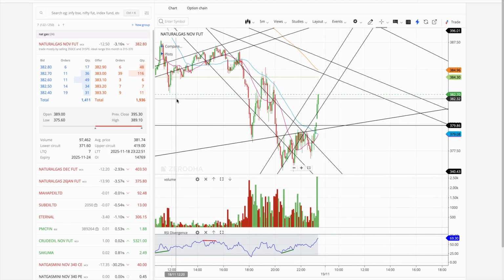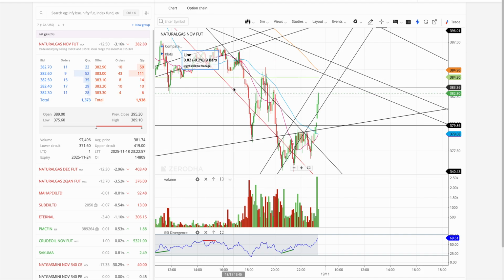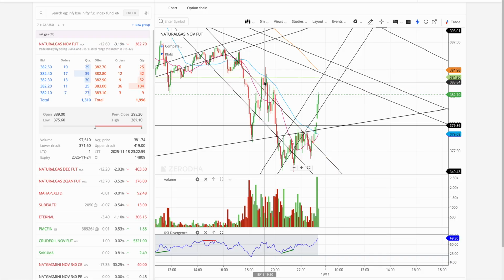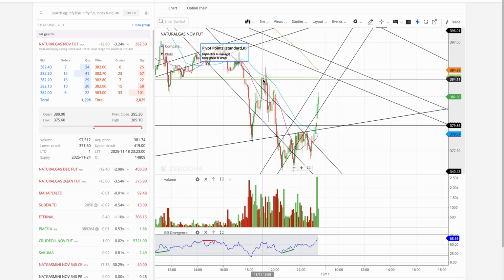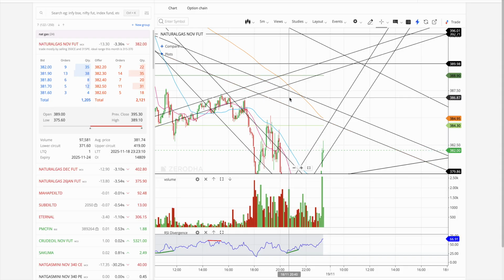As I mentioned, here it is trying to hit this target, that is 384, and see, it is very nearby right now. It is likely to hit this target, and if it sustains that particular level, 384, then it will probably try to move towards these levels, 387. So that's all for this video.